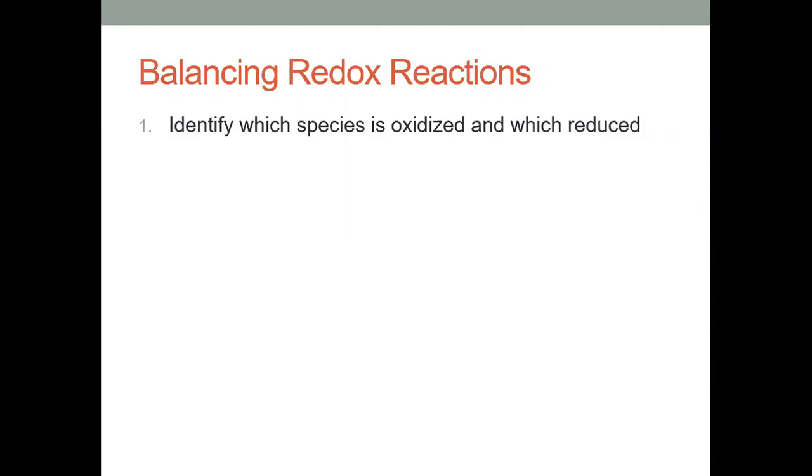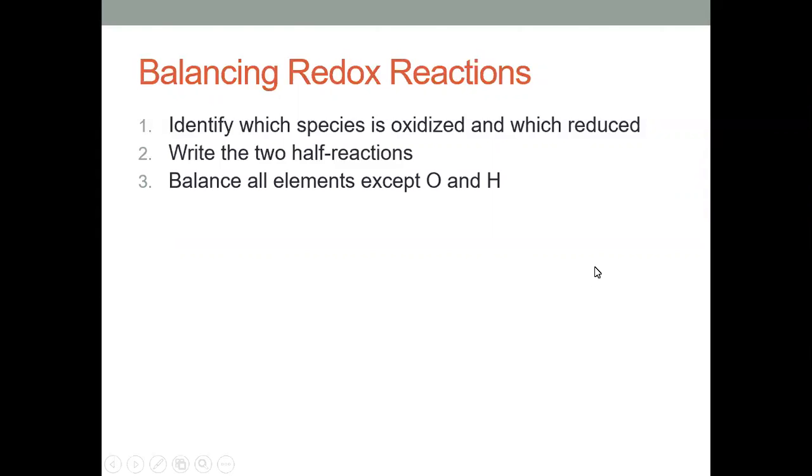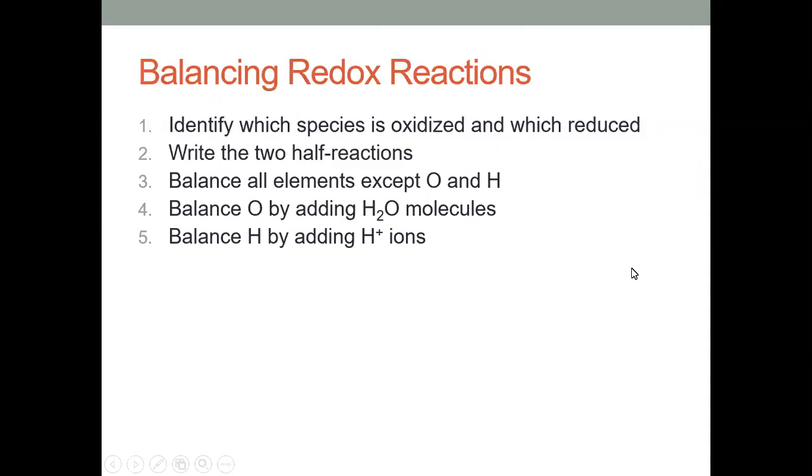So the first step is to identify which species in the given chemical equations are oxidized and which are reduced. The second step is to write the 2 half reactions. Number 3 is to balance the elements, everything except oxygen and hydrogen. So you balance all the other elements in the 2 separate half reactions. Number 4, you'll balance the oxygen by simply adding water molecules to counterbalance the oxygen that's already present in the system. Number 5, you're going to balance the hydrogen in the reactions by adding protons.